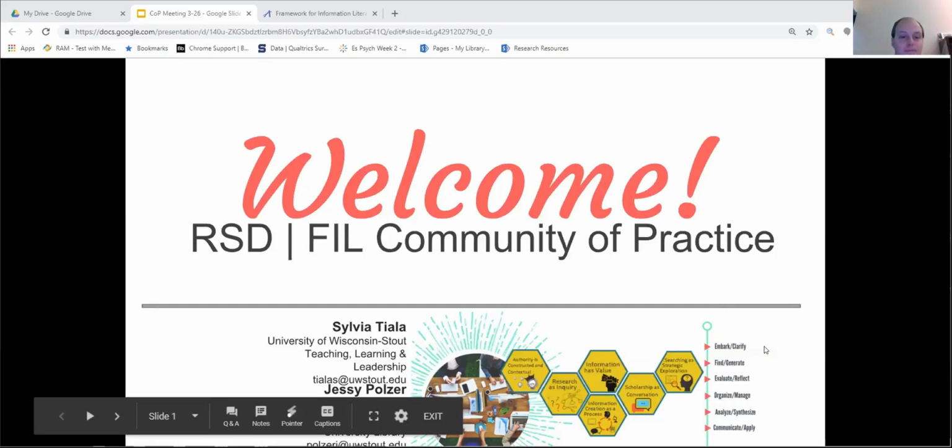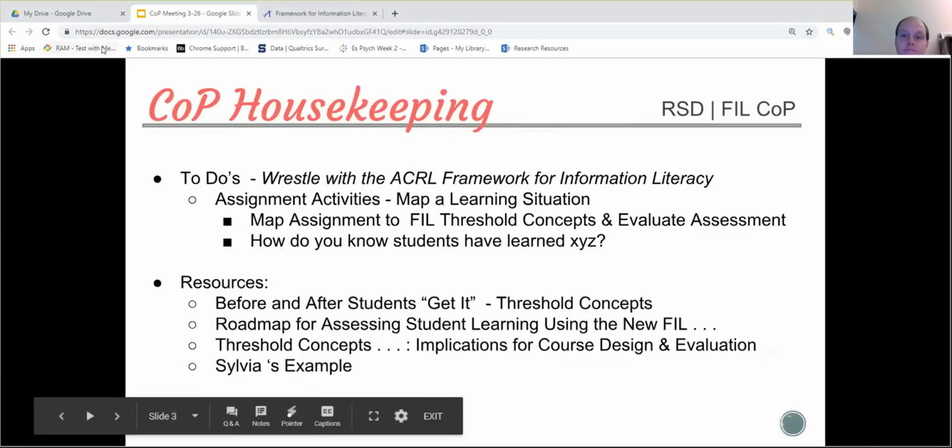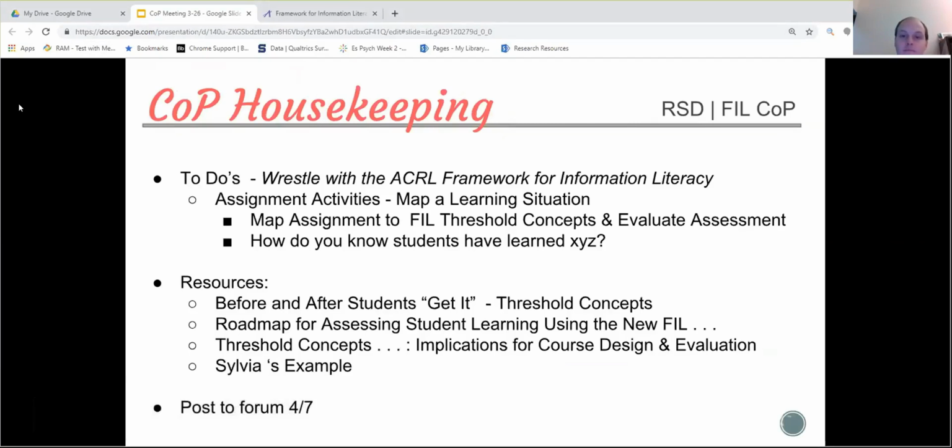Should we start? Sure. I'm going to start out with your assignment for next week, or the next session. You have taken this week to look at the framework for information literacy a little bit. We had you go in and find an item from the framework that you were interested in. So for next time, what Jesse and I want you to do is wrestle a bit with the framework for information literacy.